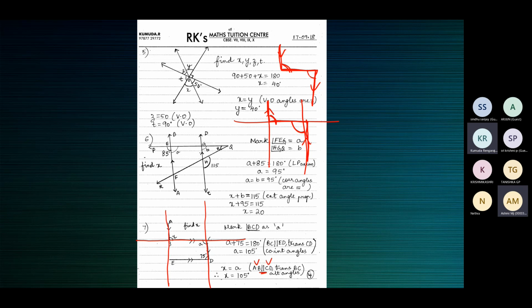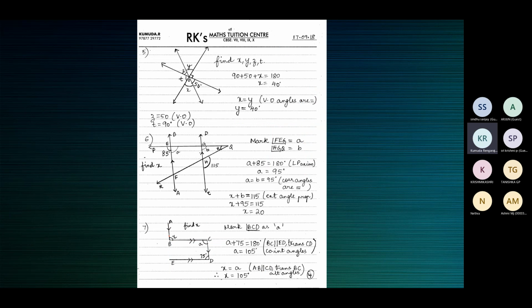These angles are alternate interior angles. See here, parallel line, transversal, parallel line. These two angles are alternate interior angles. Alternate interior angles are equal. So X is equal to A, but A is 105 degrees. So X is also 105 degrees.